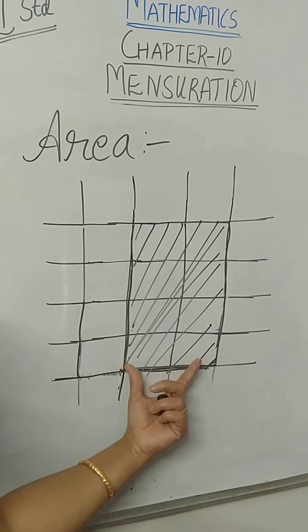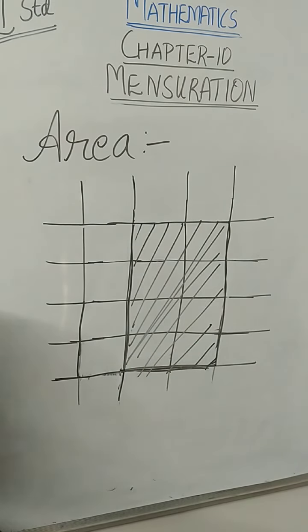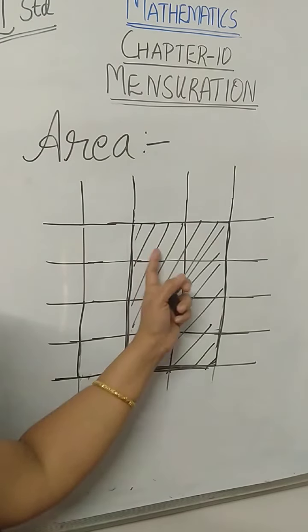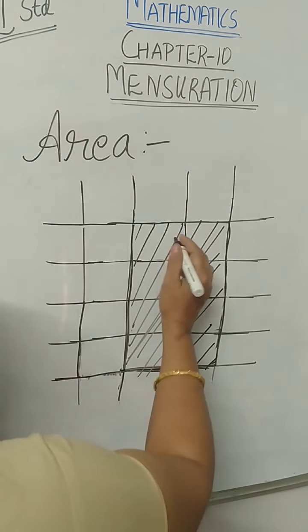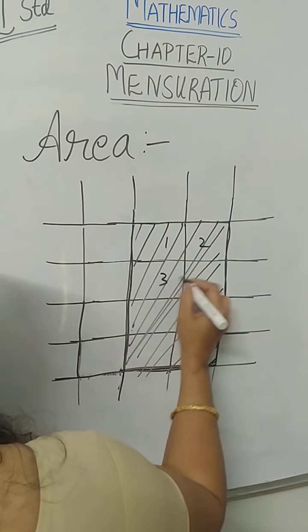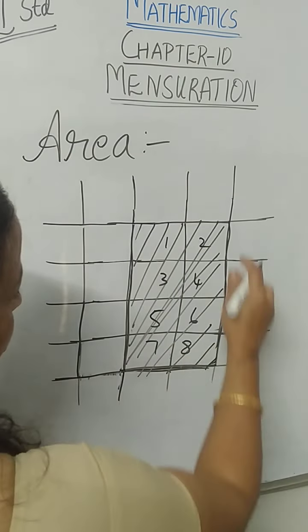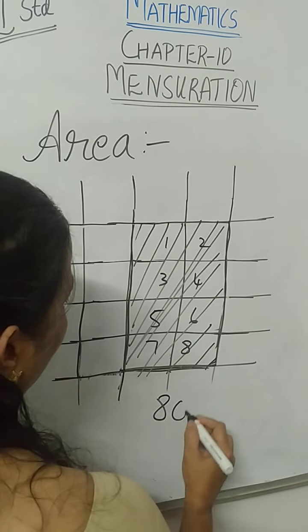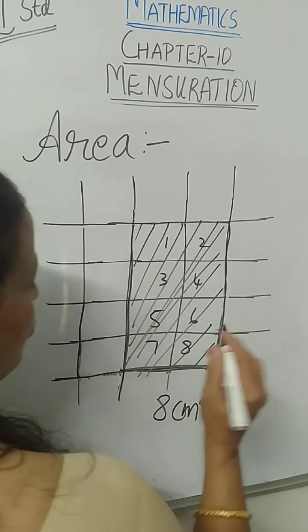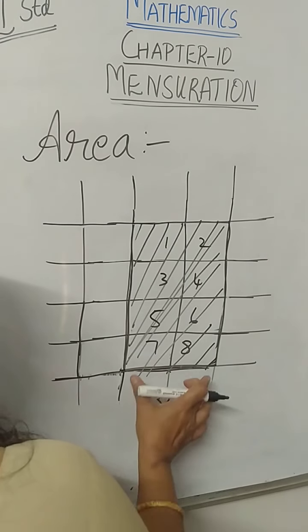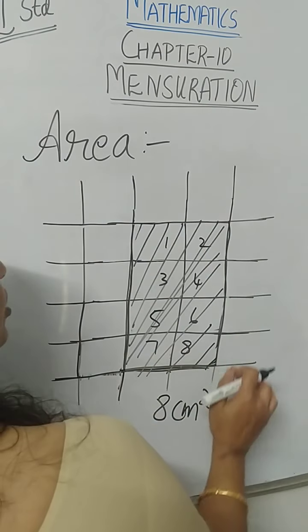Now can you tell the area of this rectangle? How to calculate? Just count the number of squares here. Here we have got 1, 2, 3, 4, 5, 6, 7 and 8. So what is the area of this rectangle? Area of this rectangle is 8 centimeter square.